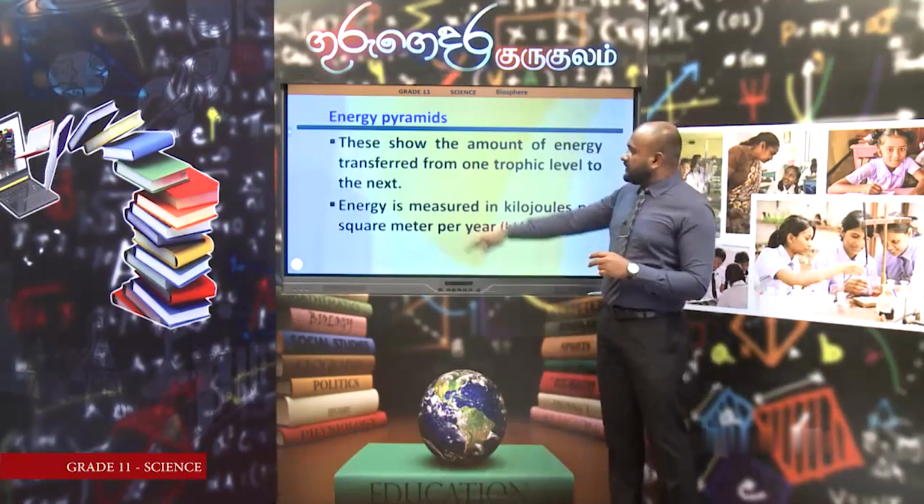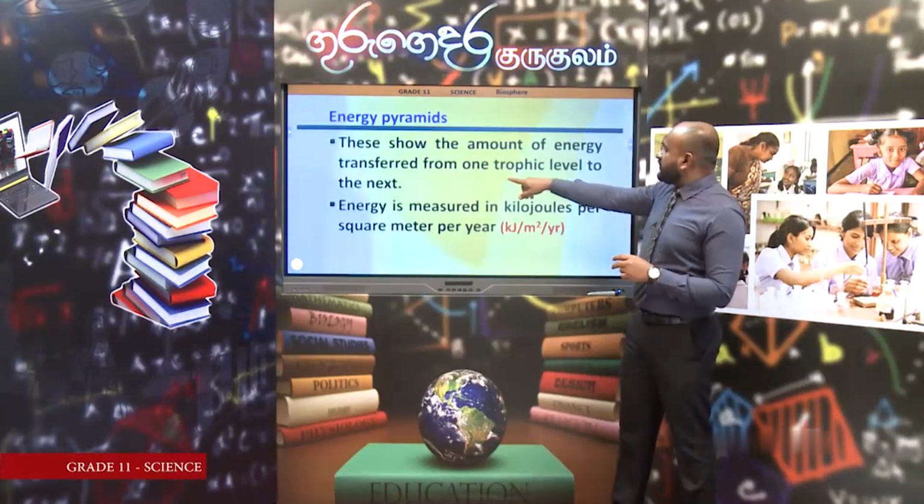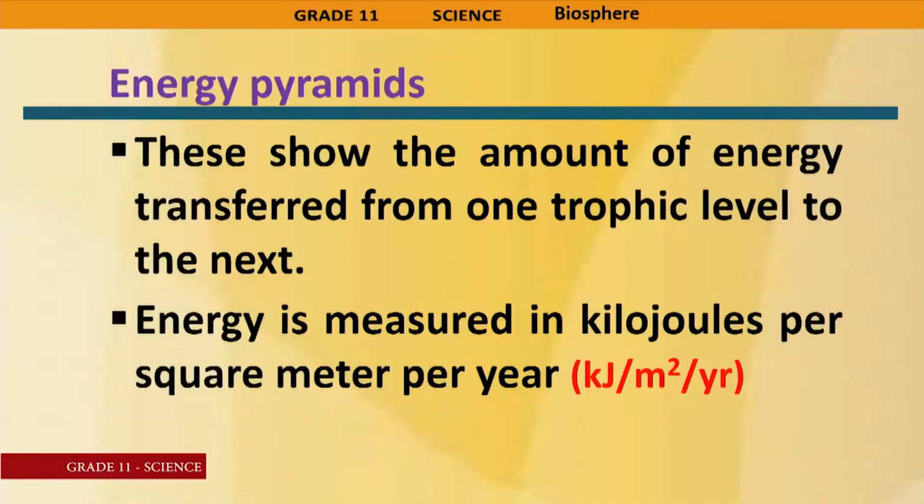Yes, these show the amount of energy transferred from one trophic level to the next. Energy is measured in kilojoules per square meter per year. Yeah, that will be pretty difficult practically, but energy pyramids give us a correct picture about energy flow. Why is that?